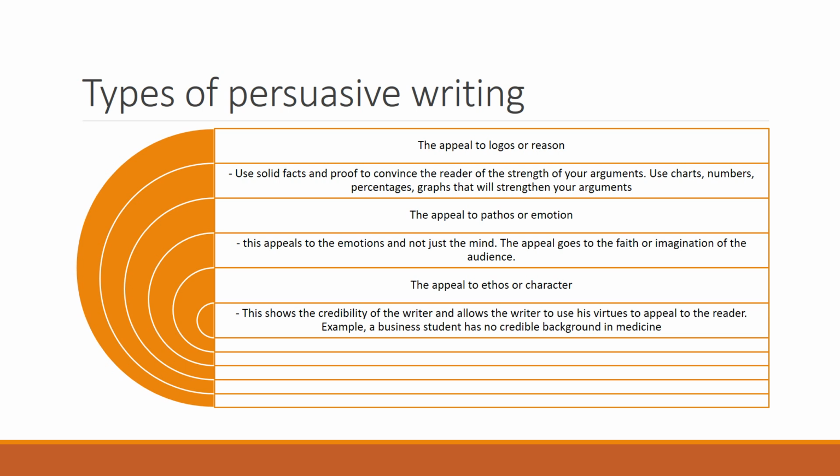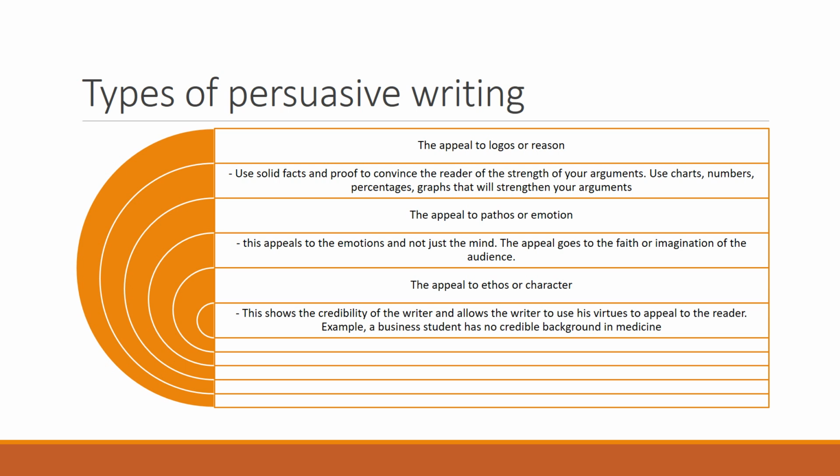The second one is the appeal to pathos or emotions. Now, when you're appealing to the emotions, you are appealing to what is inside of the person, how the person feels. And you are not appealing just to the mind or the logical thoughts of the person. Now, in this case, when you appeal to the emotion or pathos, the appeal goes to the faith or the imagination of the audience that you are writing to and for.